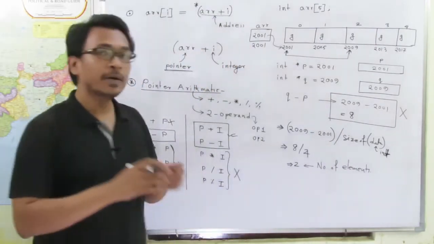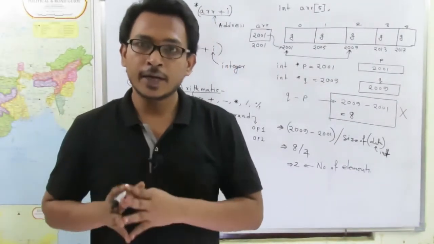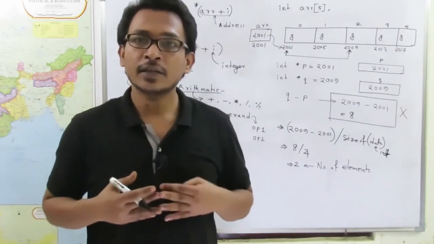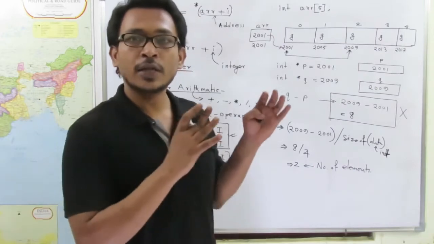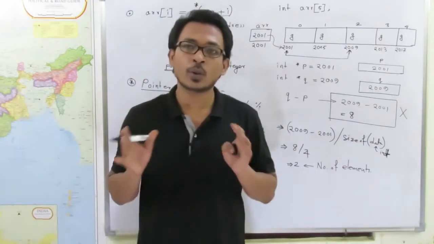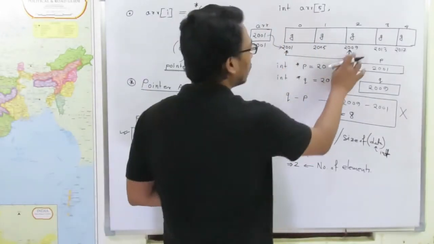Clear? So whenever we perform a subtraction operation between two pointers, what will it give us? It will give us the result as the number of elements that we can store within those two addresses. Clear? Now let's take one more example.